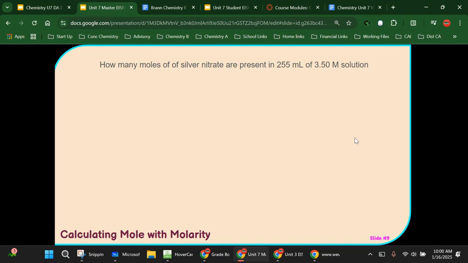Okay. So let's take a look at our next one. Our next one, we have a molarity, 3.50 molar solution. We have a volume, 255 milliliters. What we don't have is the moles. Okay? So, here we go, ladies and gentlemen. This should all be on your slide for you already, but I'm going to go through it and show you how we would do it.